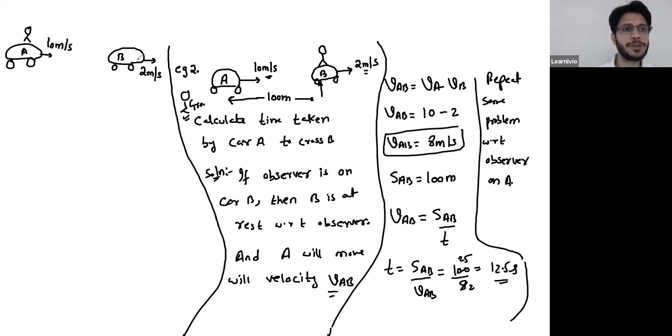So see, this is 10 meter per second and this is 2 meter per second. And the distance between them is 100 meter. So I just put this observer on car A. So whatever we will calculate is with respect to car A. Let's consider this direction as positive. So velocity of A with respect to... I'm considering this direction as positive.